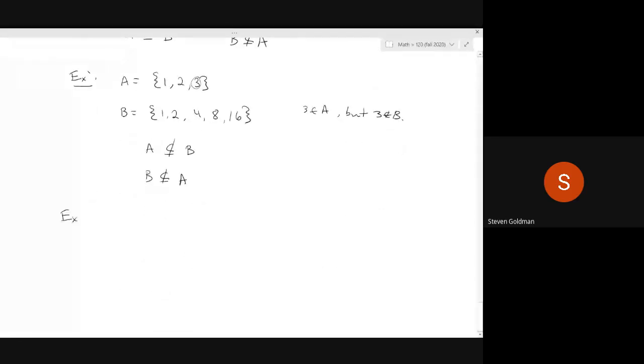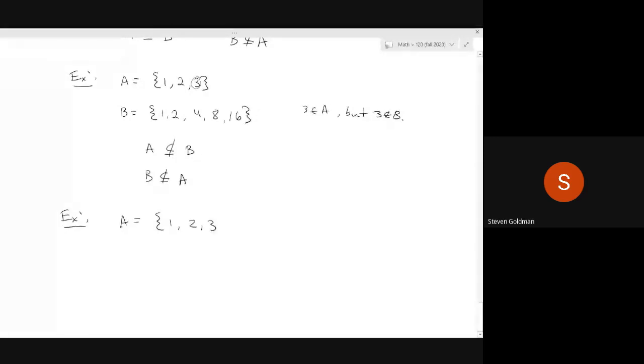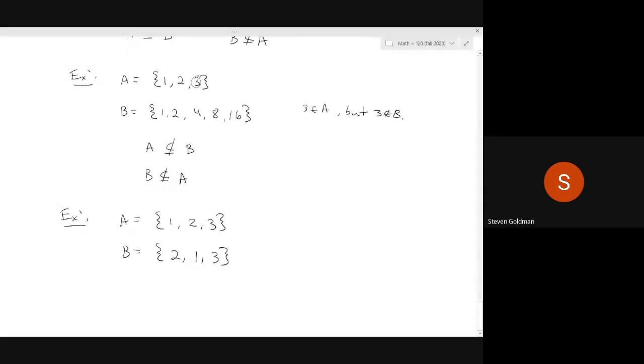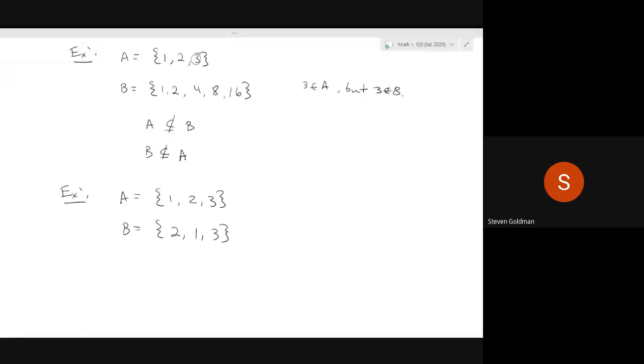Another example here. Let's say I give you a set A that has the elements 1, 2, 3. B has the elements 2, 1, 3. Is A a subset of B in this example? Okay, so we get some conflicting responses. Some yes, some no. Some people say they're equal.